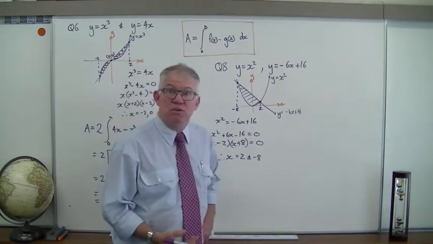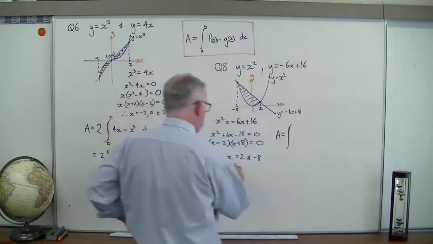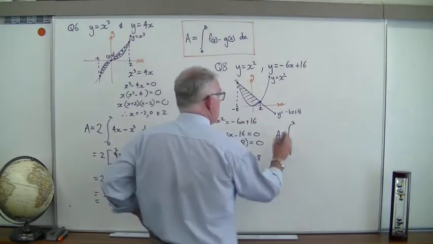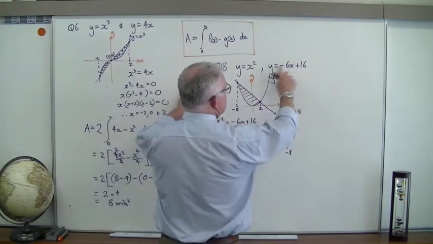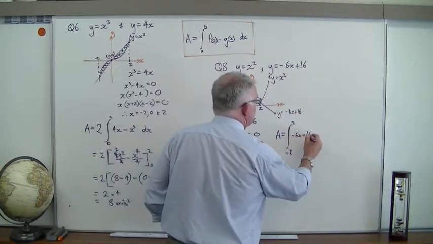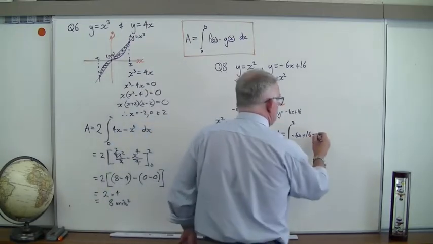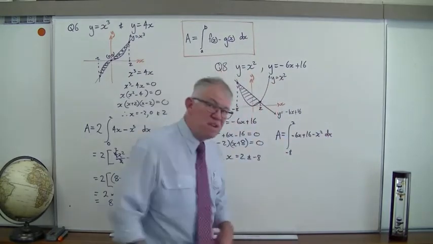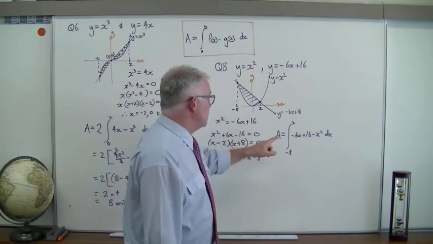Now we just do the integration. How sweet. You can do that easily. The area will equal the integral from minus 8 to 2, and the upper function is actually this bit. It's the straight line. So it'll be minus 6x plus 16, and then we subtract from that the lower function, which is x squared, minus x squared dx.